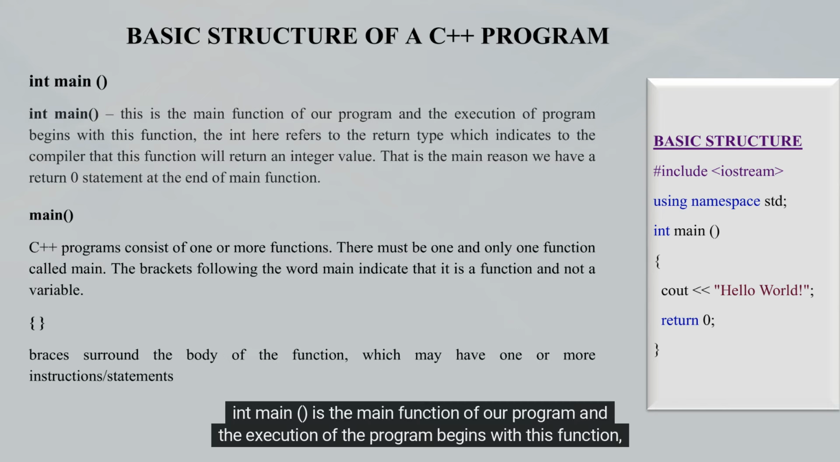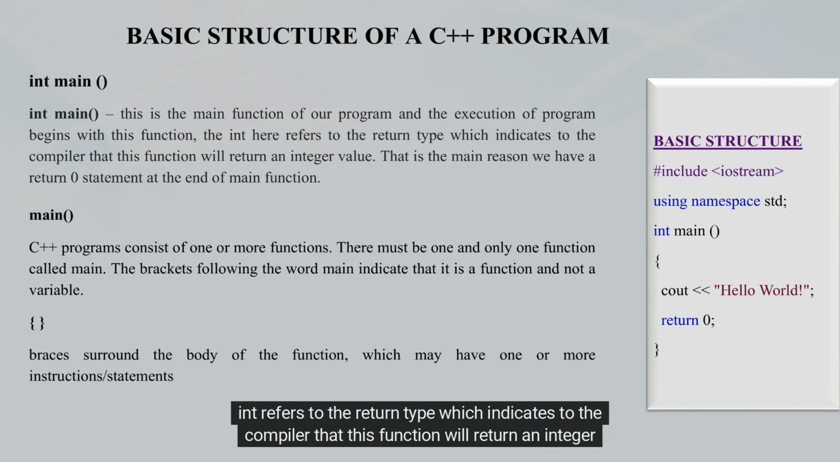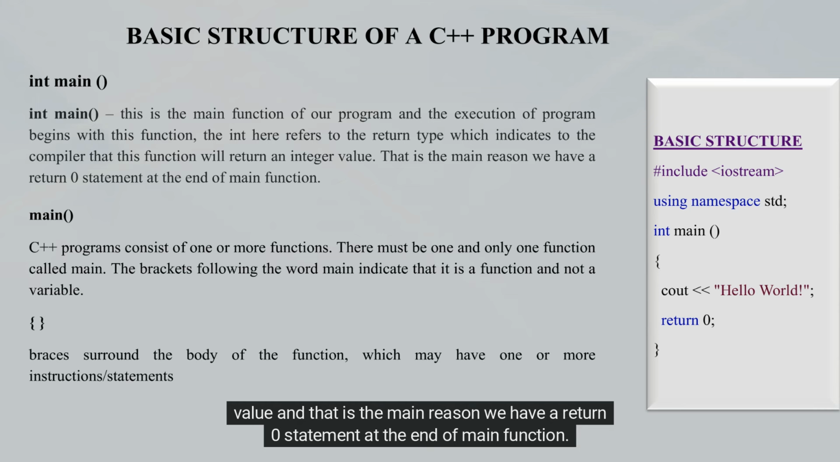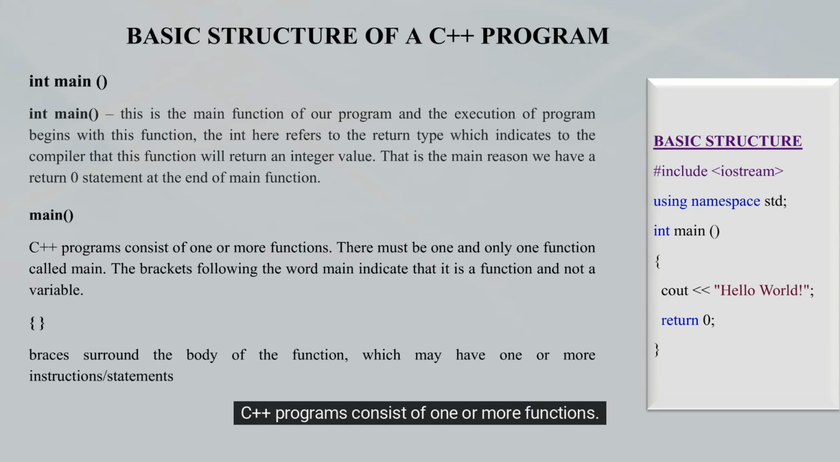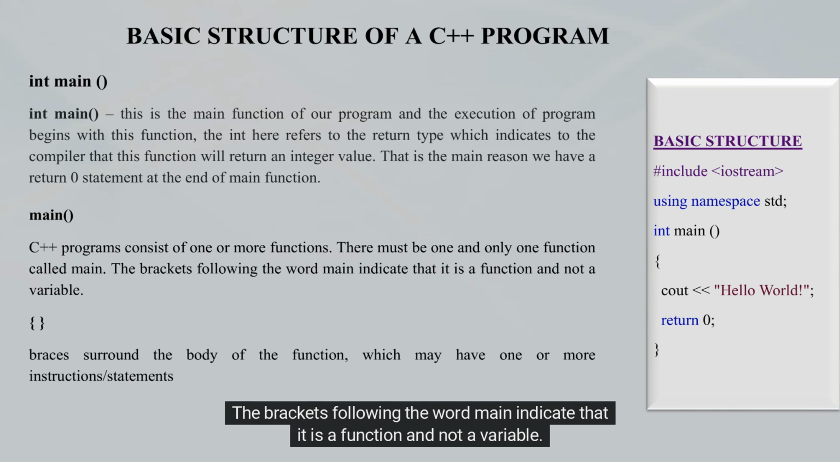int main is the main function of our program, and the execution of the program begins with this function. int refers to the return type, which indicates to the compiler that this function will return an integer value, and that is the main reason we have a return 0 statement at the end of the main function. C++ programs consist of one or more functions. There must be one and only one function called main. The brackets following the word main indicate that it is a function and not a variable.